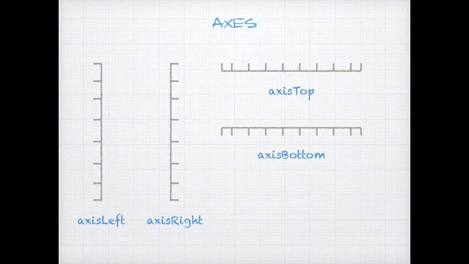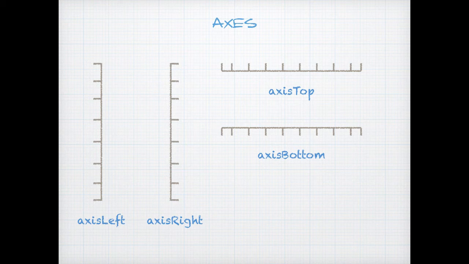D3 has four kinds of axes that we can attach to data visualizations. If you're just looking at the names, you might think that the names position the axis somehow, but they don't. Of left, right, top, and bottom, all that means to D3 is on which side of the line the tick marks should go. That's all it means. It's common to use axis left on the left-hand side of a data viz, and we'll do that today. It's common to use axis bottom at the bottom of a data viz, and we'll do that today too. But there's no rule about that.